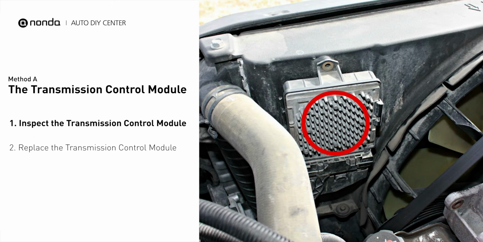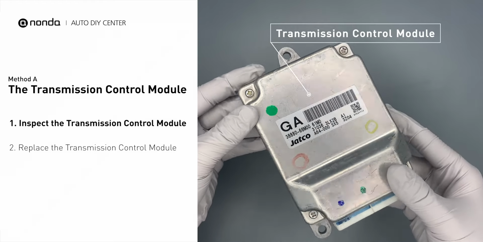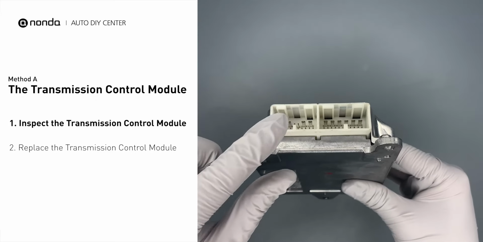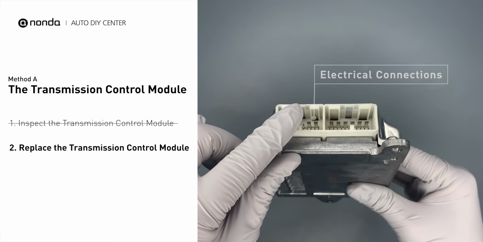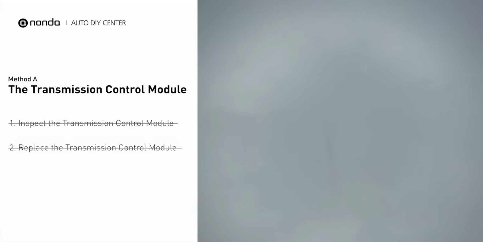The transmission control module can often be found below the cover at the back of the transmission case. It should be just below the engine control module's position. Visually check the transmission control module itself and its electrical connections for any damages. If the damages are found, then replace the transmission control module.